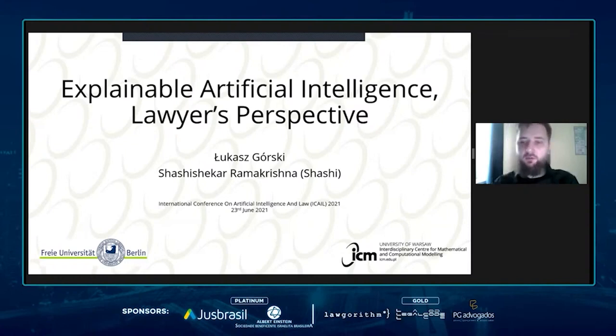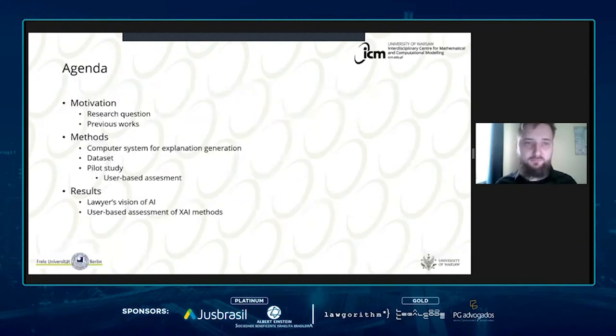In this work, we aim to quantify and test the usefulness of different explainability methods when applied to the area of legal text classification. Those methods were evaluated using the opinions coming from the legal professionals. This work was performed by Sashika Ramakrishna from Free University Berlin, as well as by me, and I am currently employed at the Interdisciplinary Center for Mathematical and Computational Modeling at the University of Warsaw.